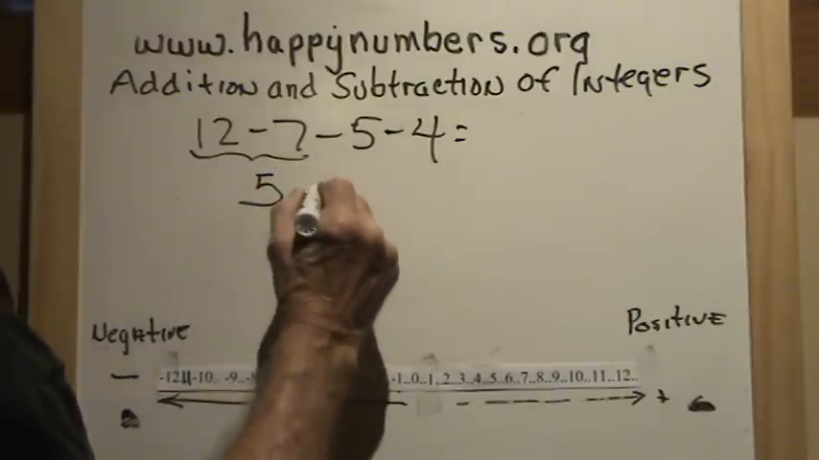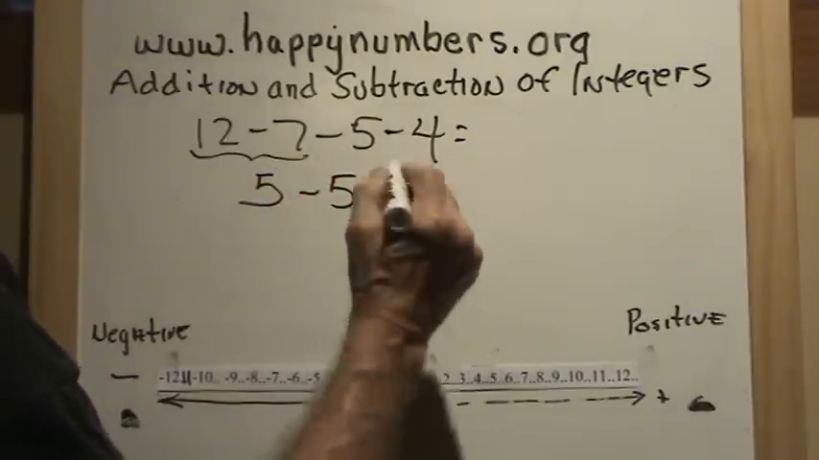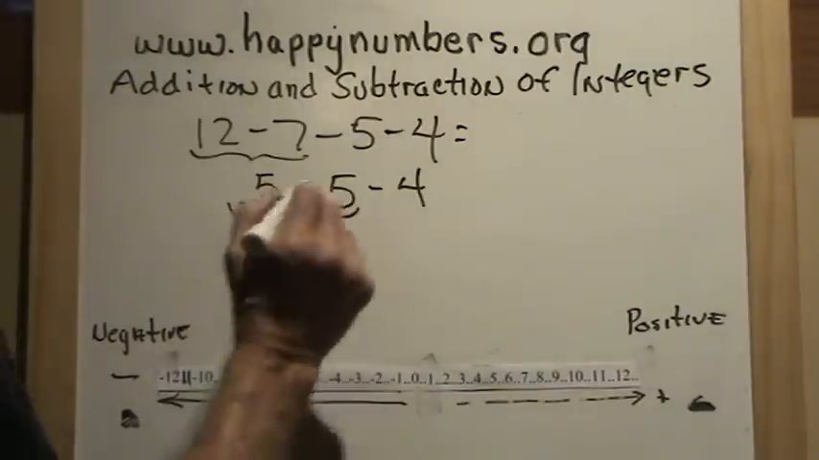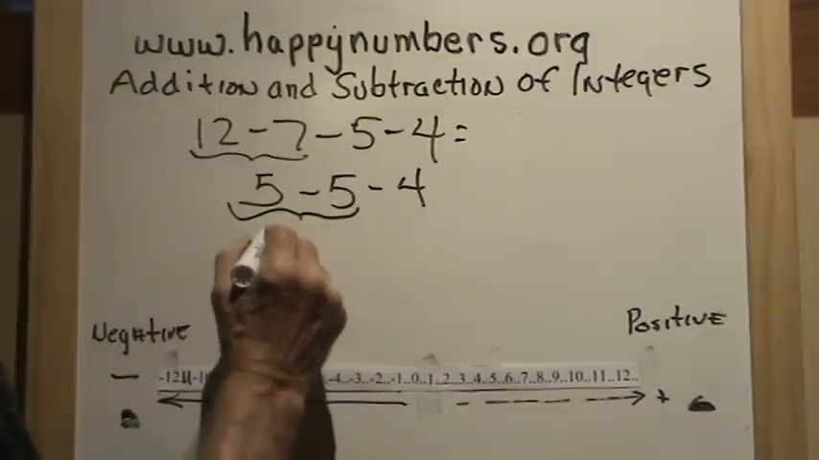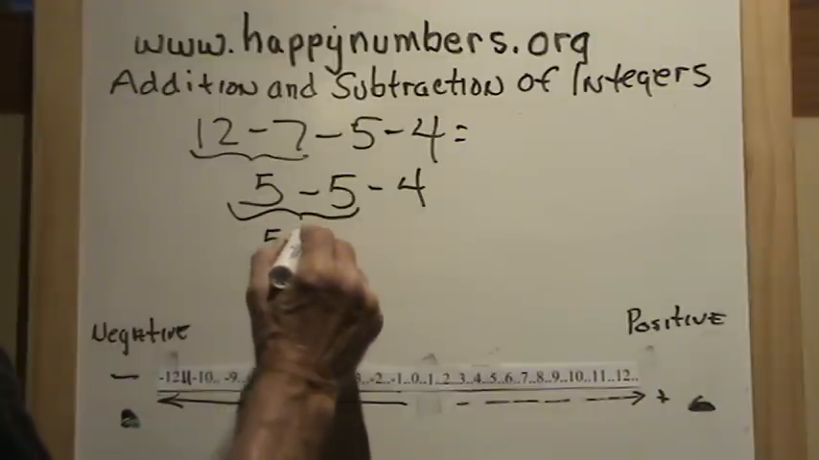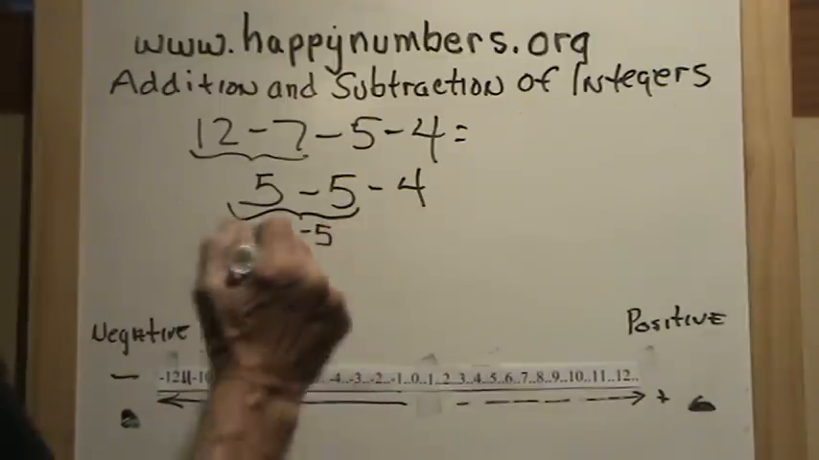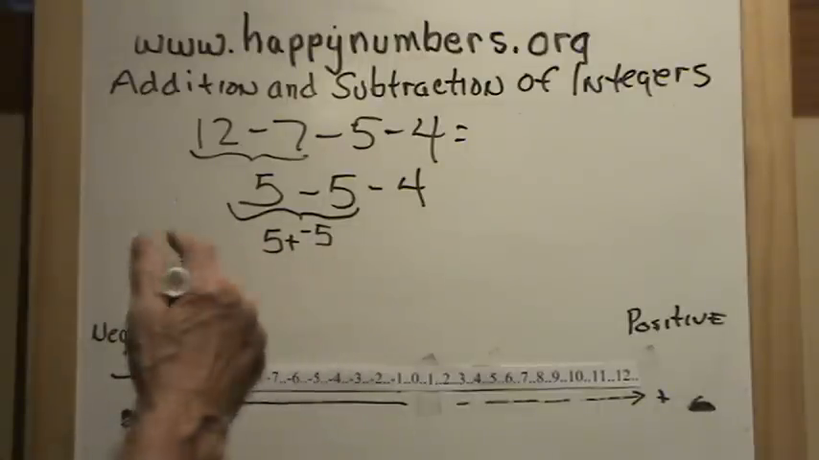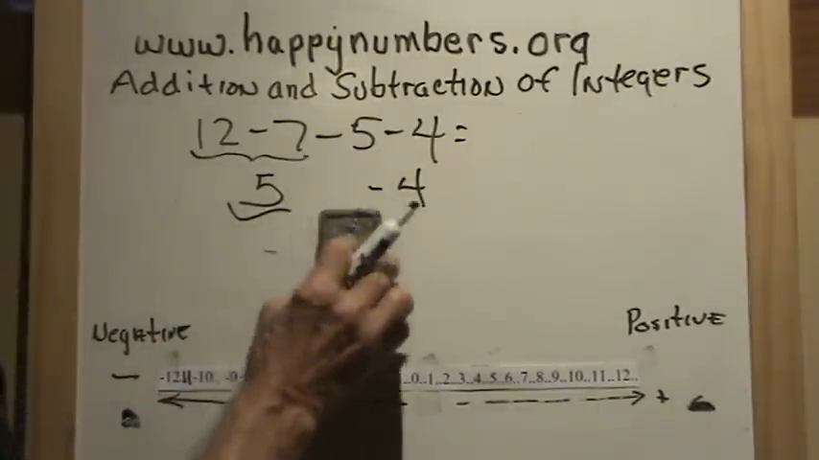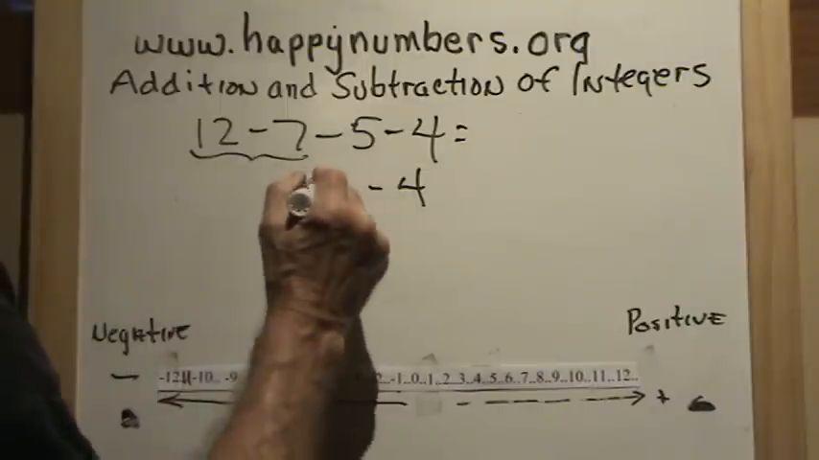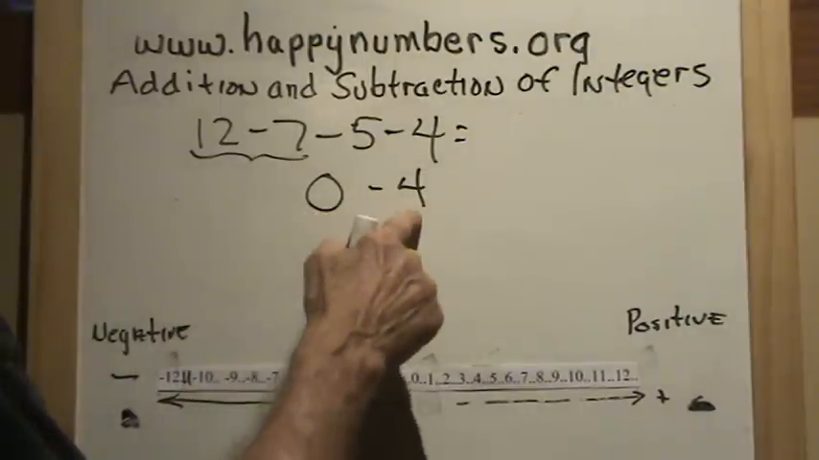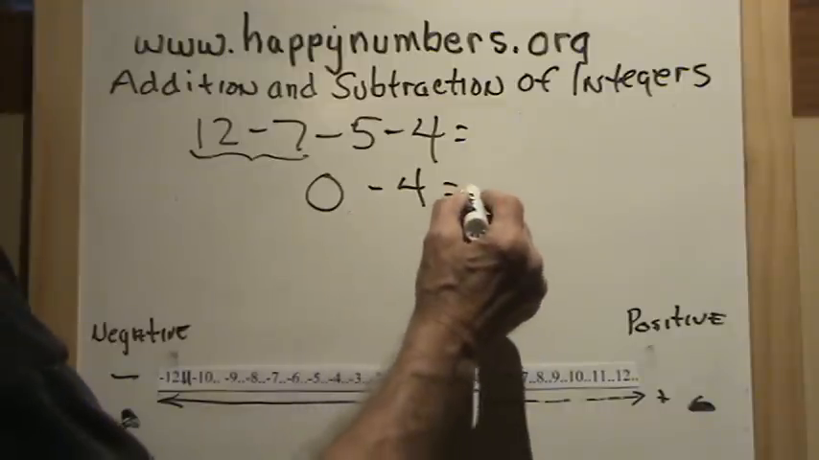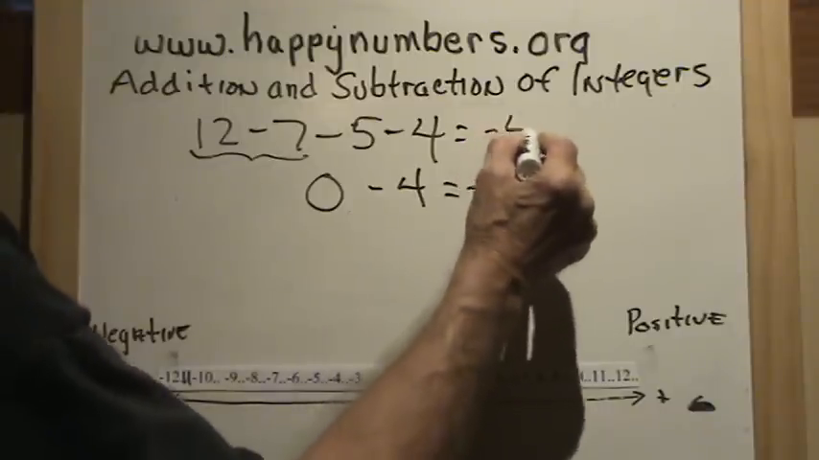Now I have positive 5 minus 5 minus 4. Okay. I'm going to deal with this part of the problem. I'm going to rewrite it, 5, and I'm going to add the opposite, and I know that positive 5 plus negative 5 is 0. So this part of the problem becomes 0. And now I have 0 take away negative 4. Well, obviously, if I combine 0 and negative 4, I wind up with negative 4. So the answer is negative 4.